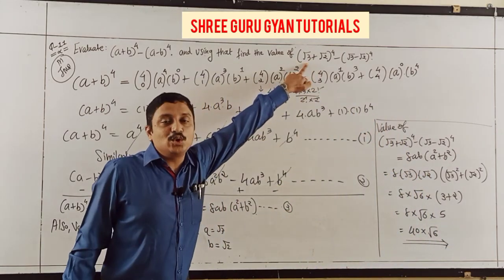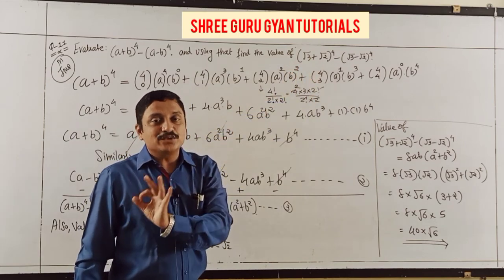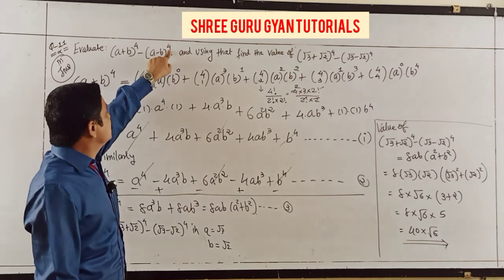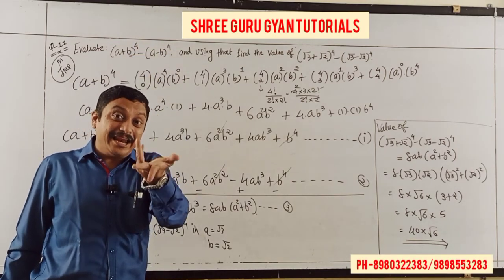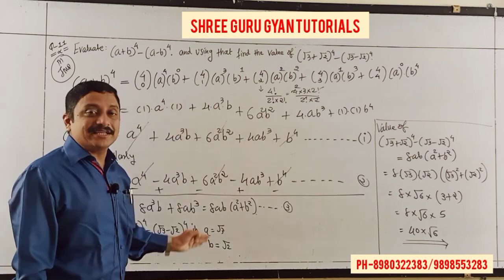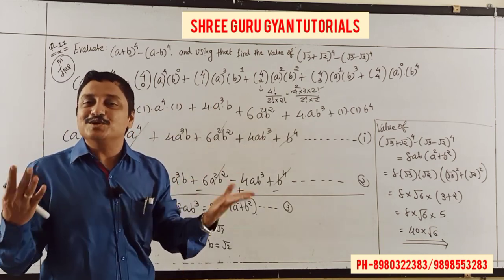(Root 3 plus root 2) to the 4 power minus (root 3 minus root 2) to the 4 power. Students, sometimes your power may change, maybe given as 5, 6, 7, 8, but that is a higher level of sum. And here, students, this numerical is done, and this part is also done.